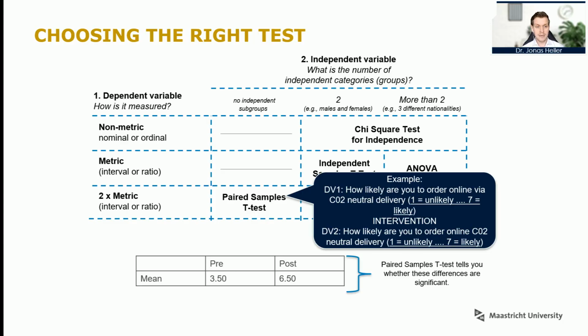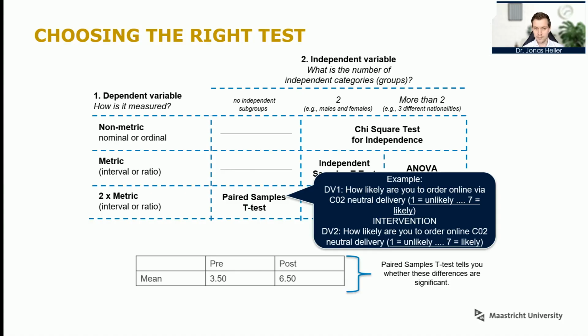Then last but not least, we have a bit of a special test, which is a paired sample t-test. Here you do not have any independent groups, but you measure your dependent variable, which is a metric variable, twice. So usually we do that in a pre and post test comparison, or we do an A and B test on a website. So for example, we could measure how likely are you to order online via CO2 neutral delivery, again ranked from 1 to 7, unlikely to likely. And then we measure that first.